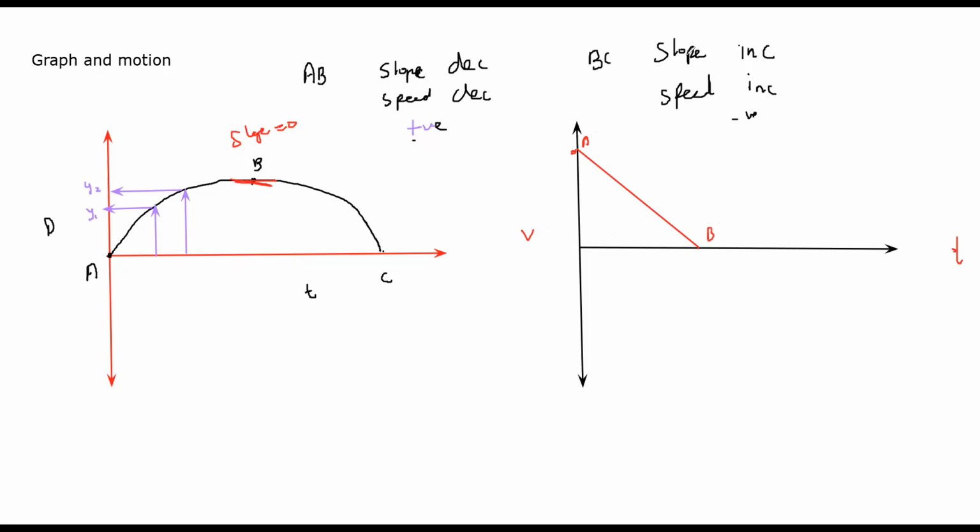But from point B to C, the slope is increasing, it means speed is increasing. But in which axis is the speed increasing? A negative axis, the negative value of the slope. So I will continue this graph and show that from B to C, the speed is also increasing. You can see this will be -1 speed, this will be -2, -3, -4. So the value of the speed is increasing, but in a negative axis. Is it clear, the velocity time graph for this object?